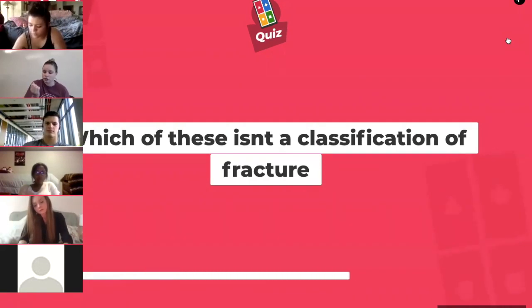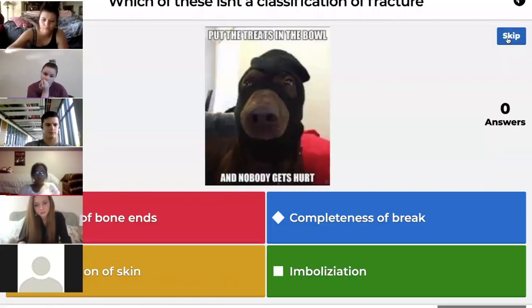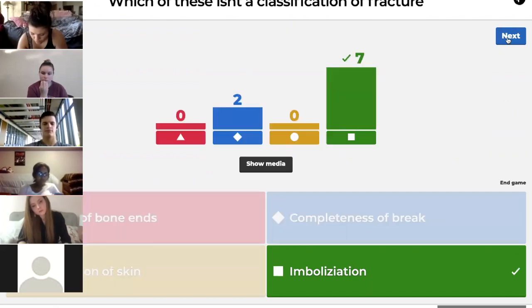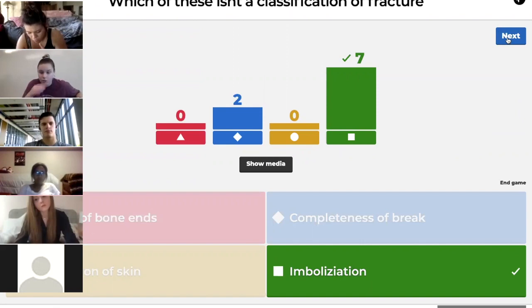Which of these isn't a classification of fracture? Okay, cool. So it's not, we do classify by completeness of break. Okay, right? We have incomplete and complete. Complete is when we're through the skin. It's completely, whoa, there's our bone. And incomplete is when we did not break the skin. Immobilization is not a classification of a fracture. Perfect.